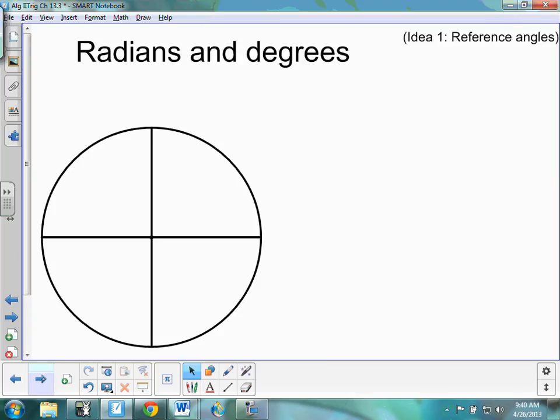We're going to start with radians and degrees, and this will be review. Should we write this down so we have it still? Yeah, and do what you always do.